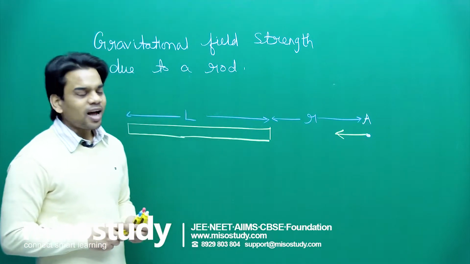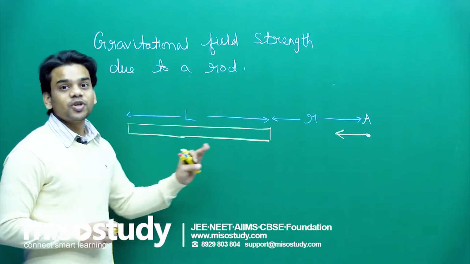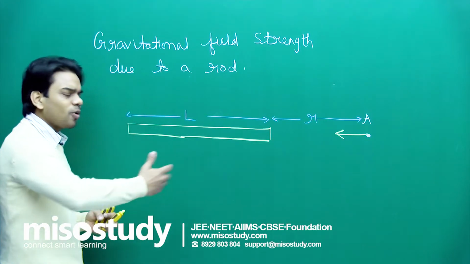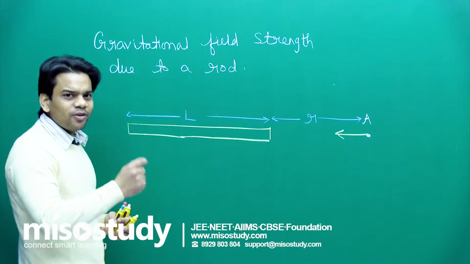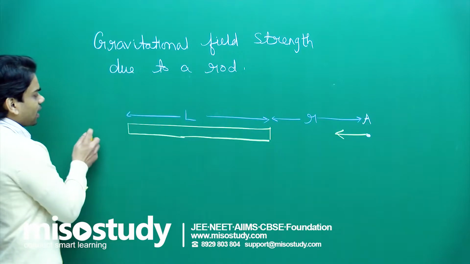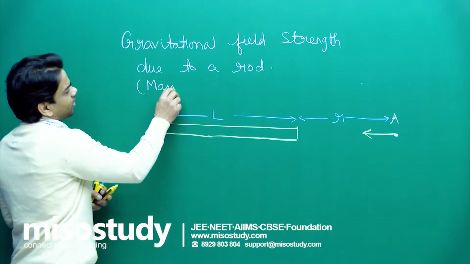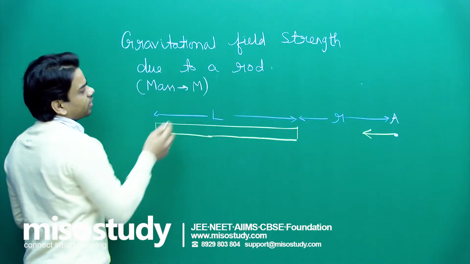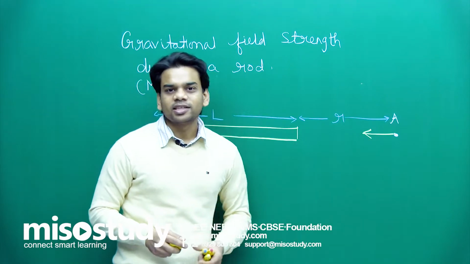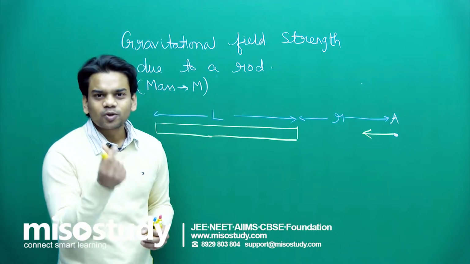Before starting, you see this cannot be taken as a point mass. The mass is distributed all over its entire length, and since it is uniformly distributed, every unit length has the same mass. Let mass capital M be the mass of the entire rod, and its length is L. So how do we find the field strength at this point? We will start with the concept of field strength due to a point mass.